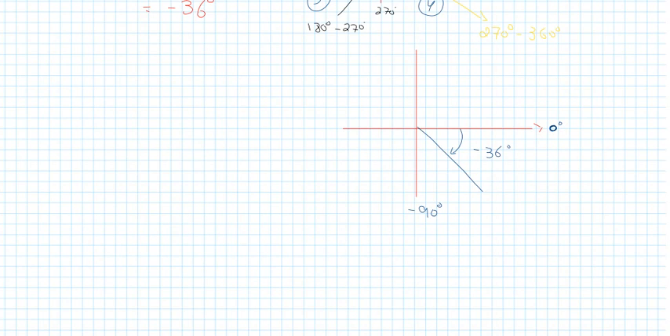Okay? You see the direction of my measurement? You see how I'm going from the x to the terminal arm? That tells you that it's going clockwise, and because it's going clockwise, you know that it's going to be a negative value. And if this is 0, then this is going to be negative 90. What would this be? Negative 180. What would this be? Negative 270. And then this is going to be negative 360.